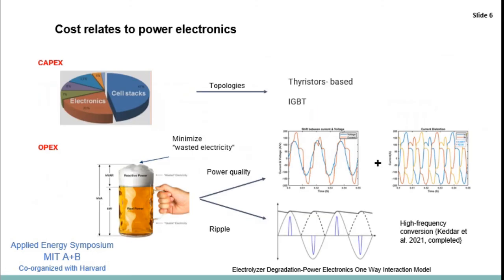In this process, power electronics plays an important role to stabilize the whole system and convert the high voltage AC to low voltage DC. The cost of power electronics usually takes about 15 to 20% of the whole system. And the capex is basically decided by the topology of the converters, such as whether it's diode based or IGBT based. Air Liquide is more interested in the OPEX part: how to minimize the wasted electricity, how to improve the power quality and decrease the ripple.